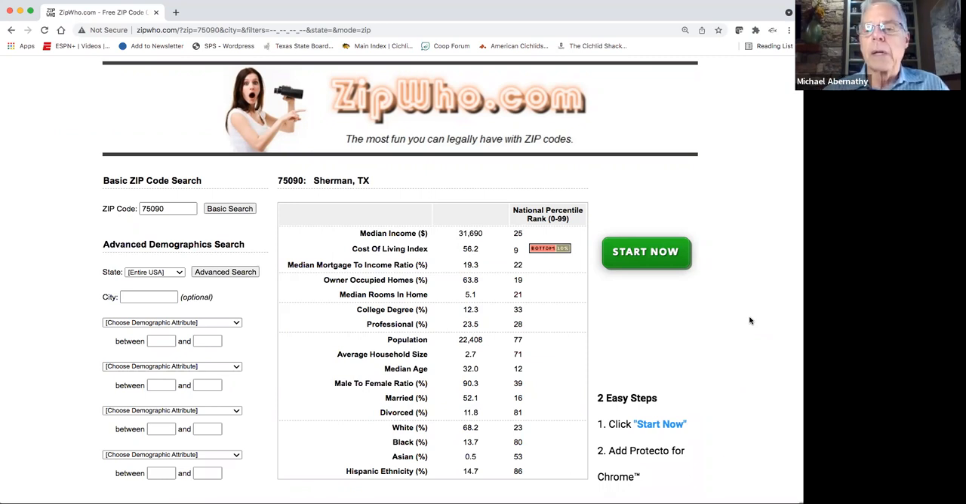Median rooms in a home, again, kind of average. College degree and professional, very low here. Now, we're going to look at another zip code in just a few minutes to kind of give you both sides of this, and odds are you'll be in the middle somewhere. But there's good and bad about every one of these numbers, okay?